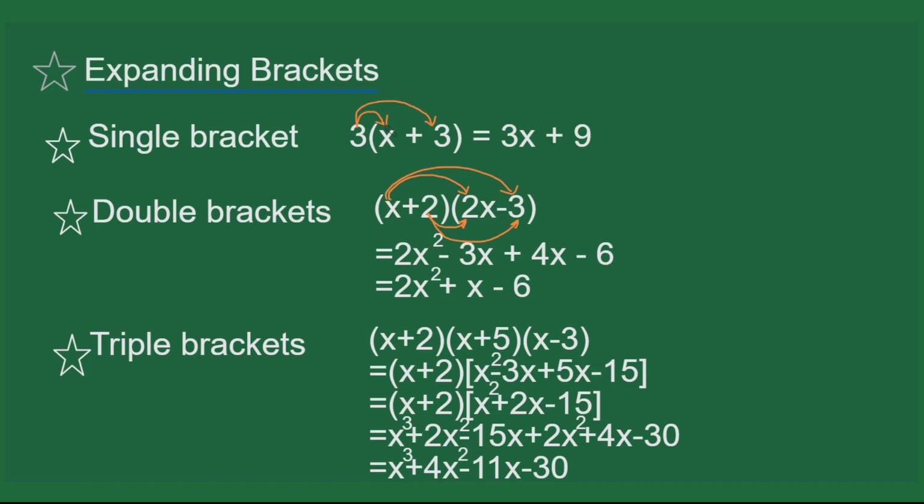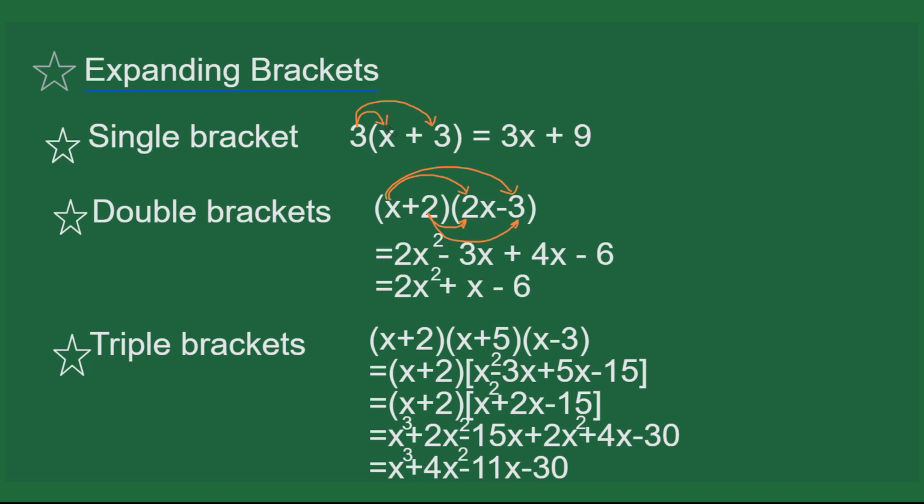X times minus 3 is minus 3x. 2 times 2x is 4x. 2 times minus 3: 2 times 3 is 6, plus times minus is negative, so negative 6. Then you can collect the like terms, 2x squared, plus 4x and minus 3x. So negative and a positive is going to be positive 1x, minus 6.